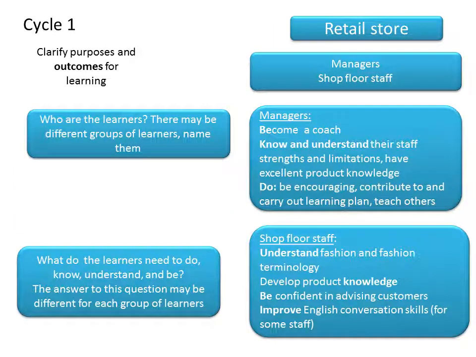The first part of cycle 1 is to clarify the outcomes for learning. And here you need to think about who the learners are, and there may be different groups. Think about what the learners need to do, to know, to understand and be. The answer to this question may be different for each group of learners. So this is what we mean by outcomes.